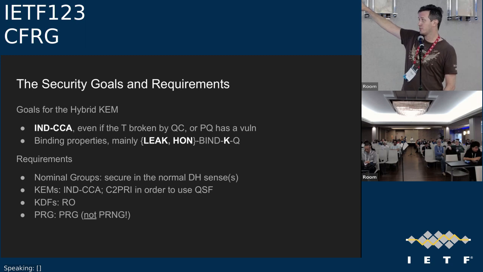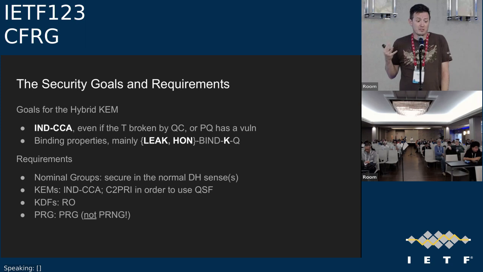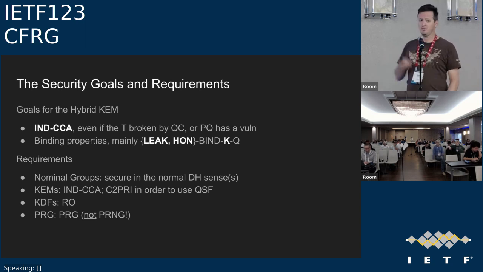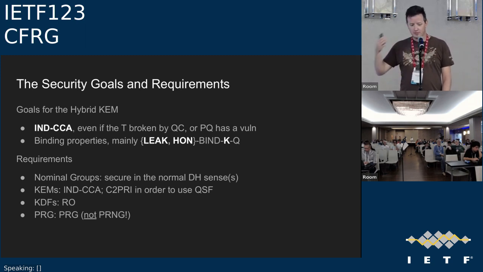So to provide those, we list out the usual set of requirements, basically the things you would expect for these various components that we need to build the hybrid KEMs. The only one here that's really exotic, and if you've been following the mailing list there's been some discussion on this, is this C2PRI property. It's an additional property on top of NCCA that gives you access to this QSF combiner, that makes it safe to use this QSF combiner that is a little faster than the alternative. So those are the goals.